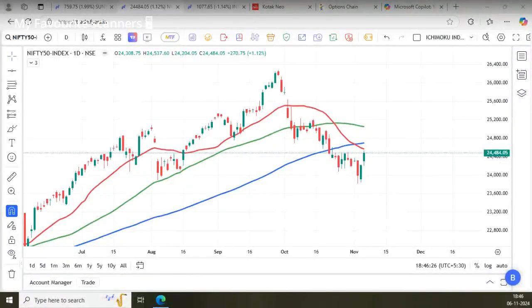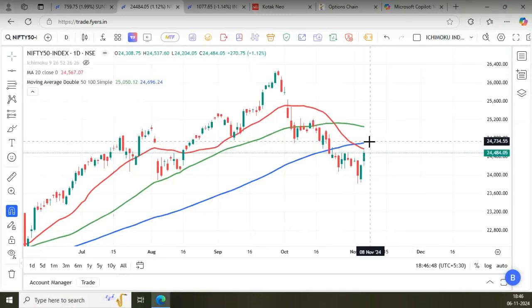Good evening. I just thought I will post a chart on what Nifty is currently doing. Okay, so this is a plain chart. So I have plotted a 20 days moving average, 50 days moving average, and a 100 days moving average. The 20 days moving average is the red one. The blue one is the 100 days moving average, and the green one is the 50 days moving average.